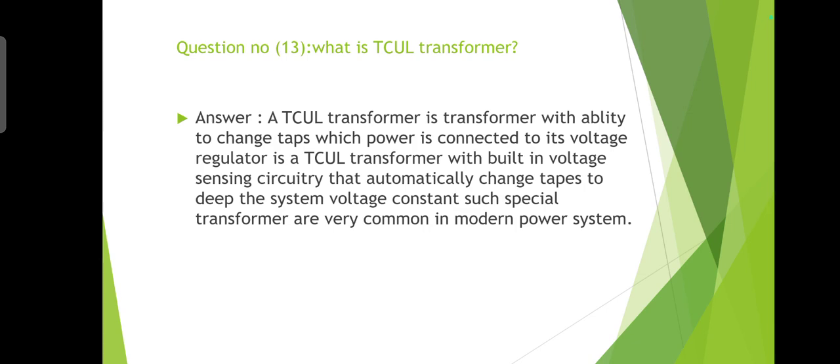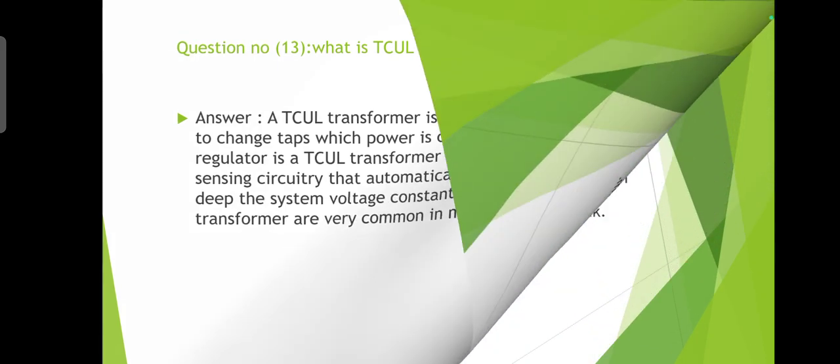Question number 13. What is a TCUL transformer? A TCUL transformer is a transformer with the ability to change taps while power is connected to it. It is a transformer with a built-in voltage sensing circuit that automatically changes taps to keep the system voltage constant. Such special transformers are very common in modern power systems.